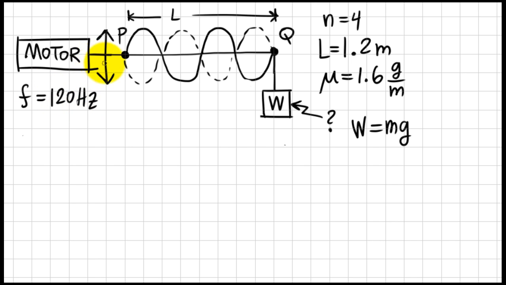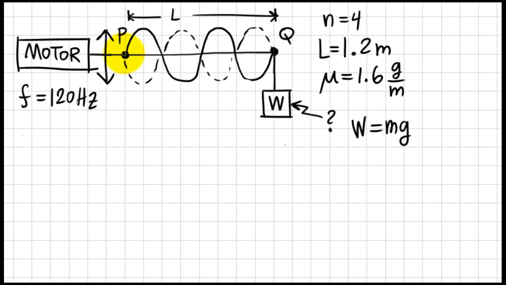Let's go solve it. We have here a motor which is oscillating at a frequency of 120 Hz and it's fixed at these points P and Q, and then hanging from the string we have a weight W which is equal to the mass of the subject times g.